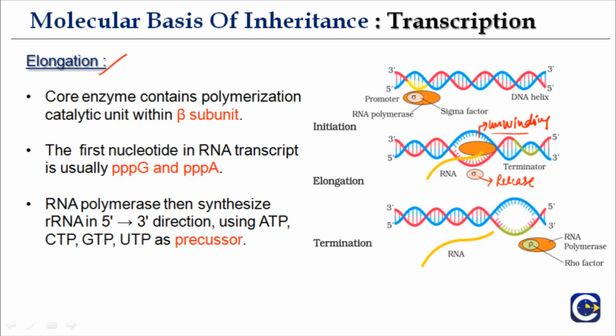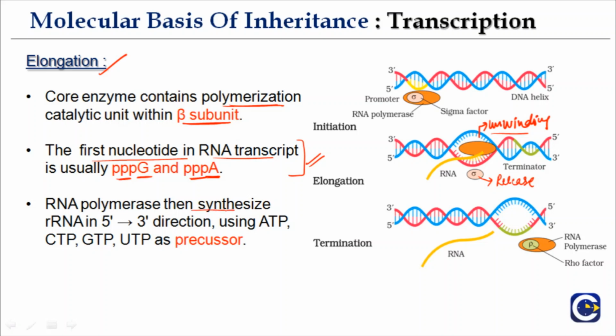Core enzyme contains the polymerization catalytic unit within the beta subunit. So the beta subunit is the catalytic polymerization unit. The first nucleotide in the RNA transcript is usually either G or A. So this is the triphosphate that is present initially. This is important. They can sometimes ask a very easy and direct question in the NEET examination: the first nucleotide in the RNA transcript. So it is usually G or A.